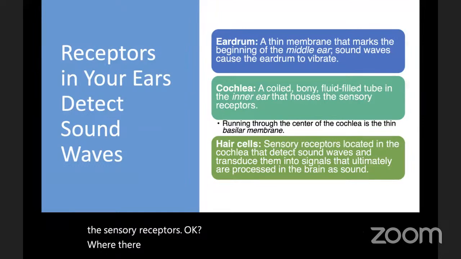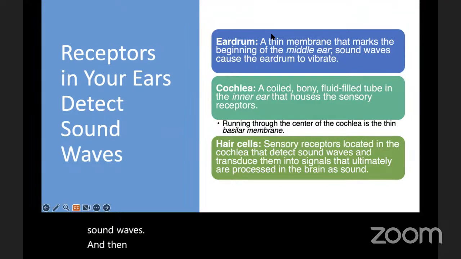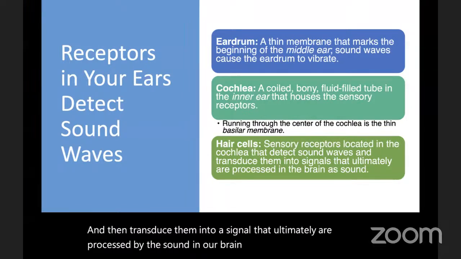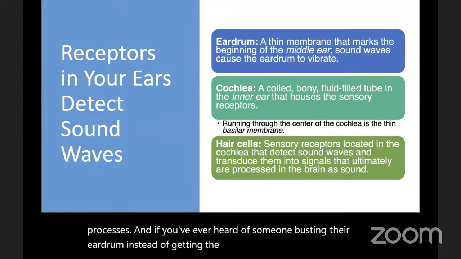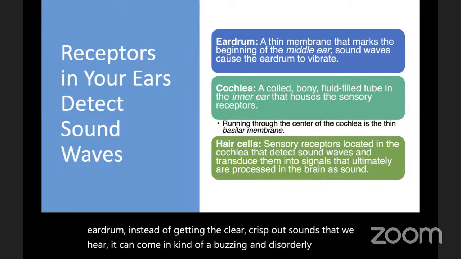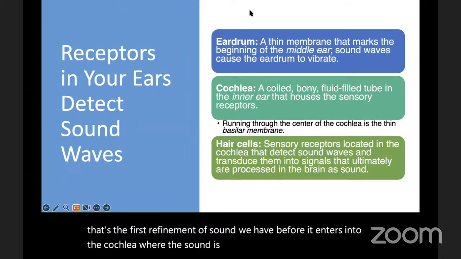where there are what we call hair cells, which are the sensory receptors located in the cochlea that detect the sound waves and then transduce them into a signal that is ultimately processed by the brain. Okay, so there are different processes, and if you've ever heard of someone busting their eardrum, instead of getting the clear, crisp sounds that we hear, it can come in a buzzing and disorderly way, because that's the first refinement of sound we have before it enters the cochlea, where the sound is then processed.